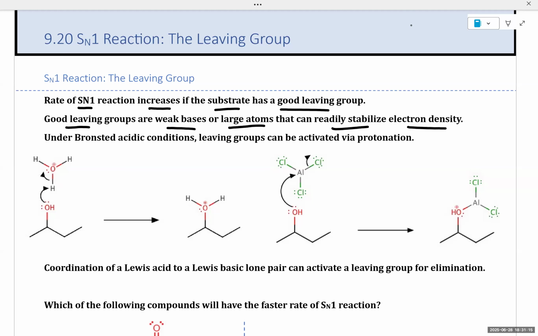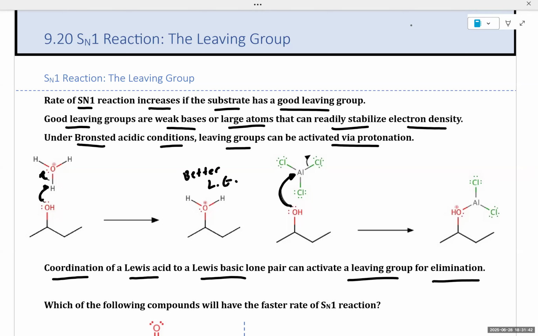One way to activate your leaving group is under Bronsted acidic conditions. Leaving groups can be activated via protonation. So you can protonate your alcohol, and that makes a better leaving group. By the same token, coordination of a Lewis acid to a Lewis basic lone pair can activate a leaving group for elimination or substitution. So for example, if you treat an alcohol with aluminum trichloride, you can in turn coordinate your lone pair, and this makes a better leaving group.